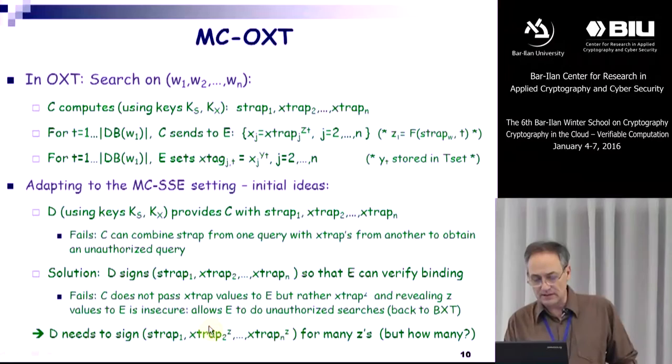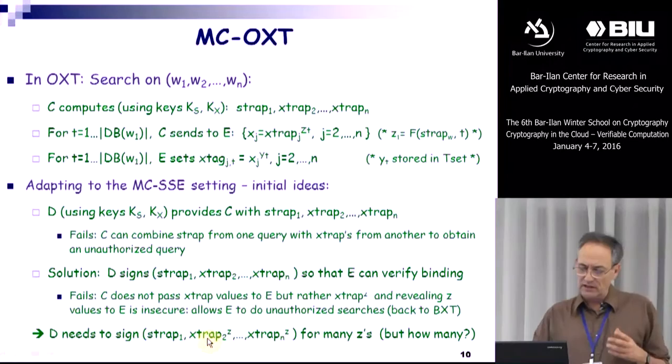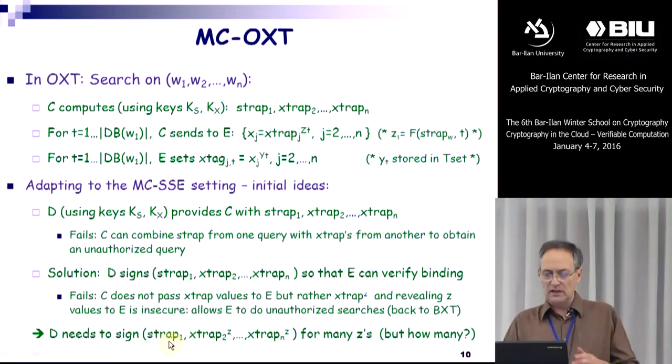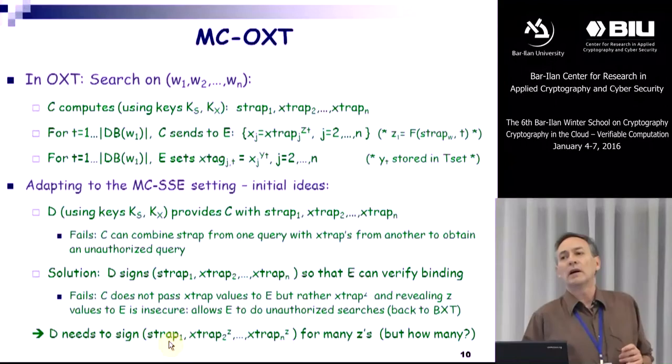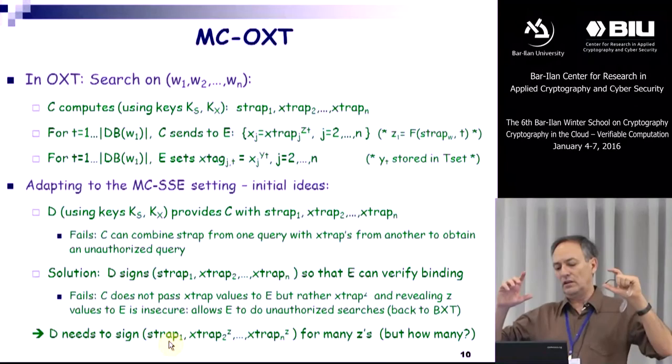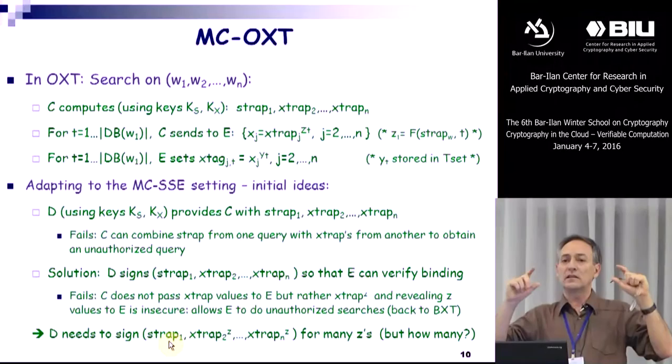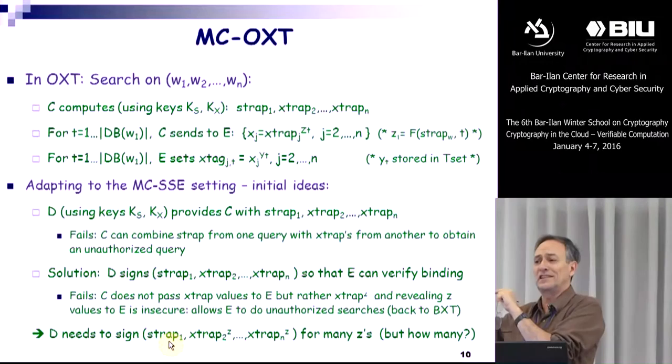So the question is, how can Debbie sign these values for many different z's? One way is that Debbie learns all the z's. She takes each one of these n elements and signs them. But is it possible to give a signature on the values xtrap 2 to xtrap n, such that the client can now generate signatures for xtrap 2 to the z to xtrap n to the z?